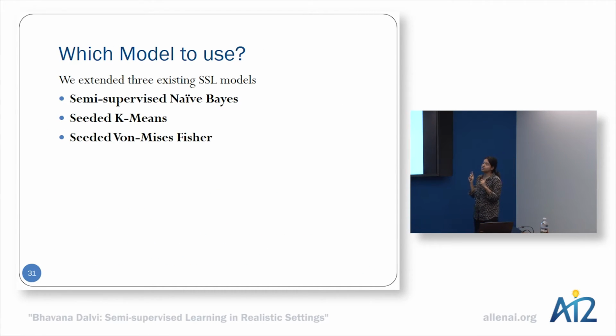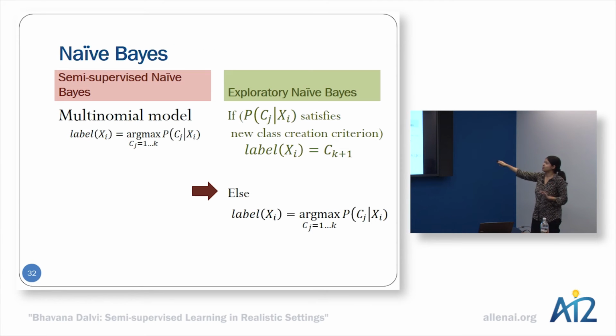The next question was which model one should use, and this will depend on your task and your data. So for image data you might want to try different models, but we tried these three, of which the first one is classification, semi-supervised naive Bayes, and the next two are clustering models. So this procedure can be done either for classification or clustering. Let me show you how we did it.